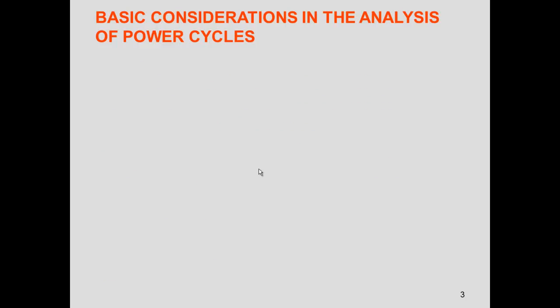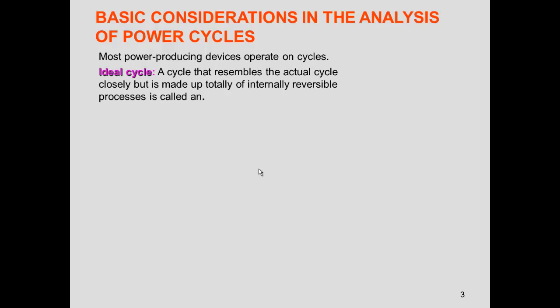So, some basic considerations of the gas power cycles. We can recognize that most power producing devices operate in cycles. You just think of your car or your motorcycle or truck, and you can recognize that these move with cycles, but it could also be a power plant, the kind that you can see in any town. They have diesel power plants. Now, what is that ideal cycle?